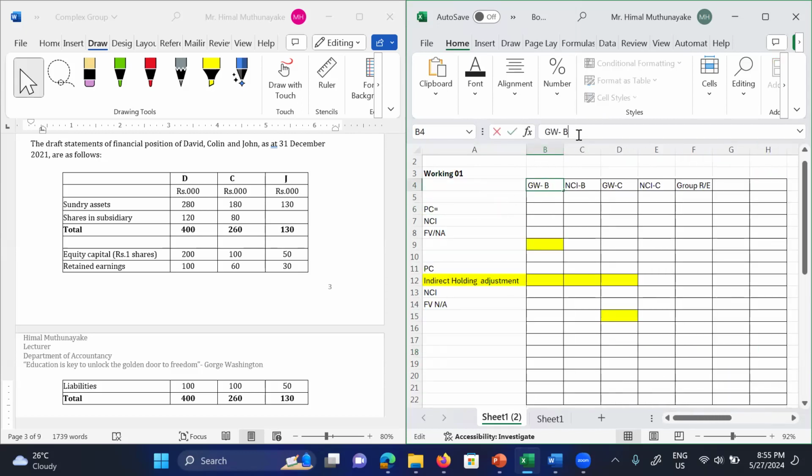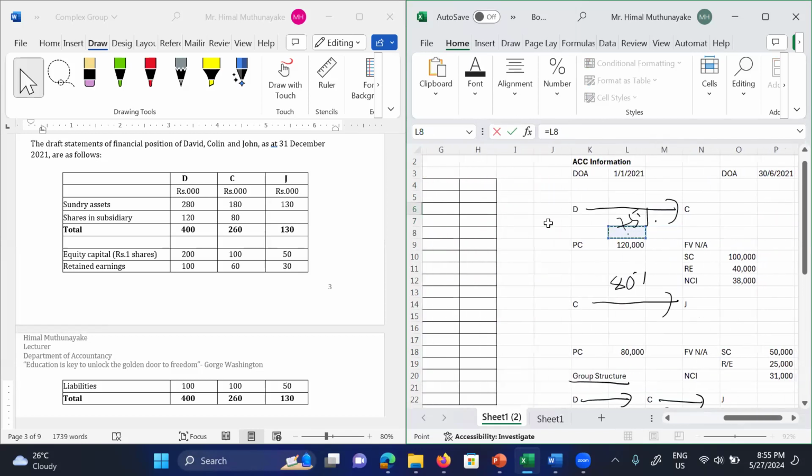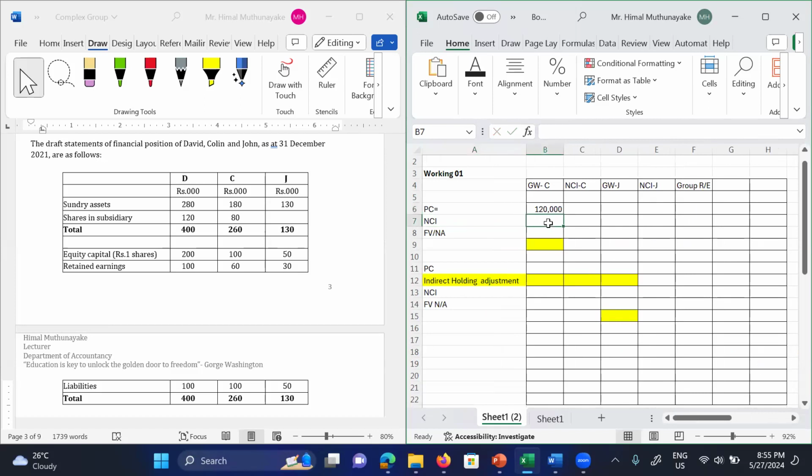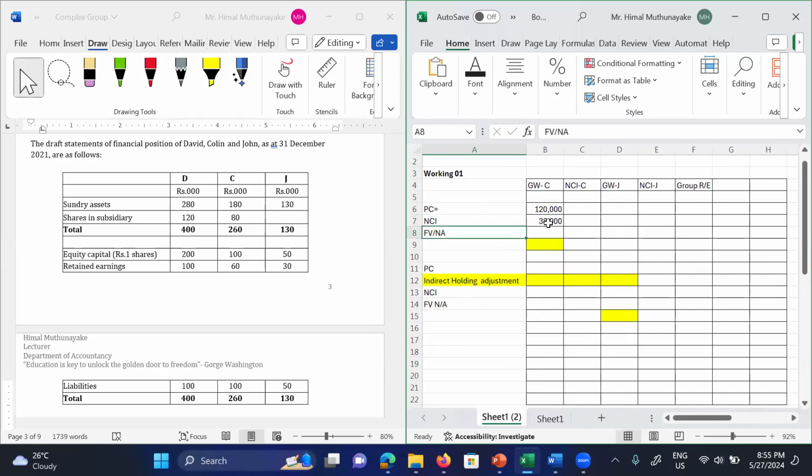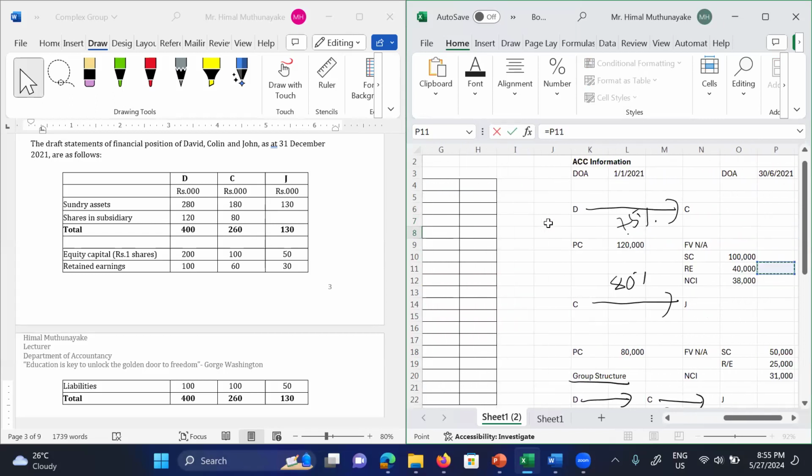I'm going to calculate the goodwill of C, NCI of C, goodwill of J, and NCI of company J. So for the goodwill of company C, the direct holding, we can directly get the amounts. Purchase consideration is 120,000, and NCI we can directly get: the NCI balance is 38,000. And for the fair value of non-controlling interest, we can get the share capital and the retained earnings. Share capital is this, and the retained earnings balance is this.